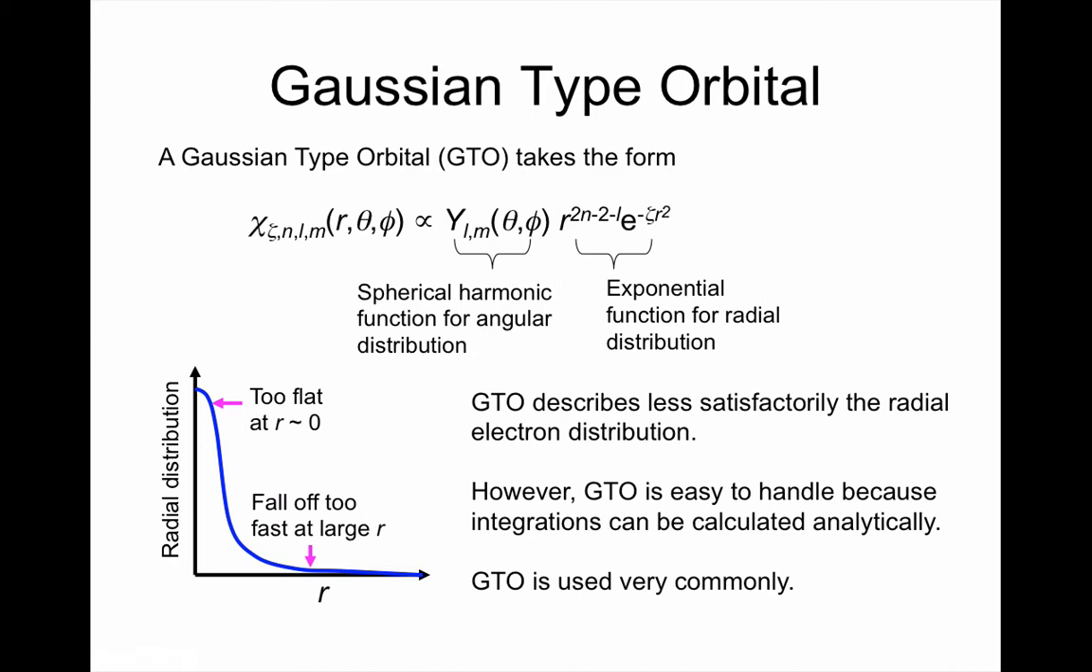However, from a computational point of view, the Gaussian type orbitals are very easy to handle because integrations can be carried out using closed form analytical expressions. So the GTO is actually the common choice of basis functions to be used in electronic structure calculations.